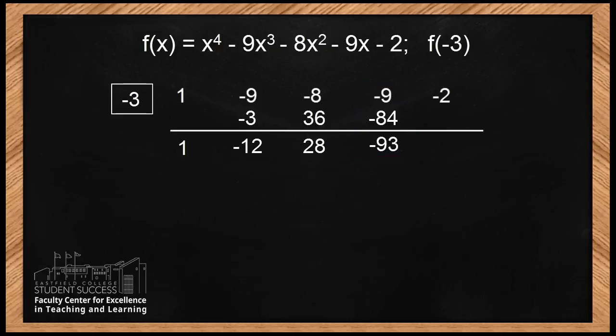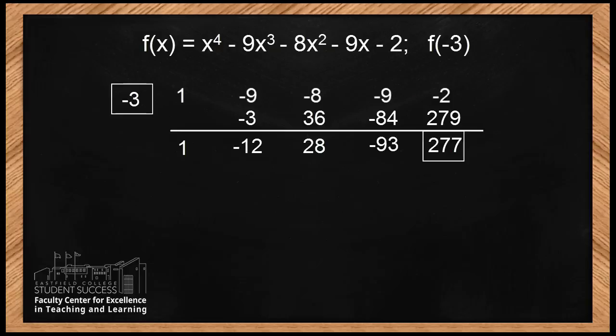Our next step will be to multiply. This time we're going to multiply negative 93 and negative 3. Negative times negative is positive. Now we're going to multiply 3 and 93. That will give us 279. Our last step again is going to be to combine negative 2 plus 279. And when we combine, remember, we actually subtract. The result is 277.